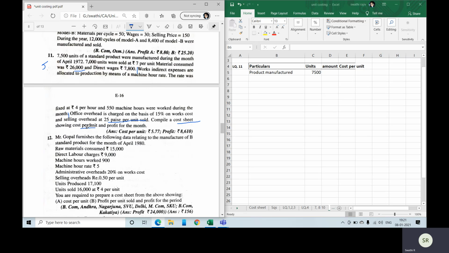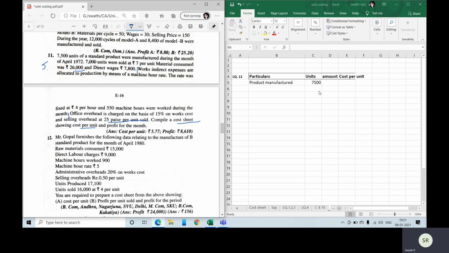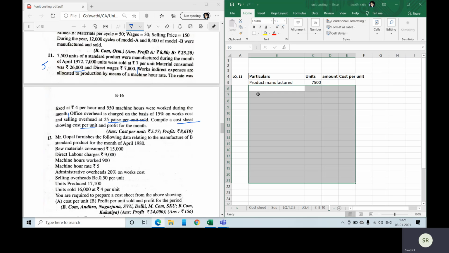Since they have specifically asked for cost per unit, this is how our cost sheet will look. Whatever number of units we have manufactured or produced, along with this the value in rupees, and cost per unit as well. How do you find cost per unit? In previous questions also we have done the same. Whatever the value is, we divide it by the units we have produced. That is, for producing 1 unit, how much did we spend is what we are going to see in the third column.